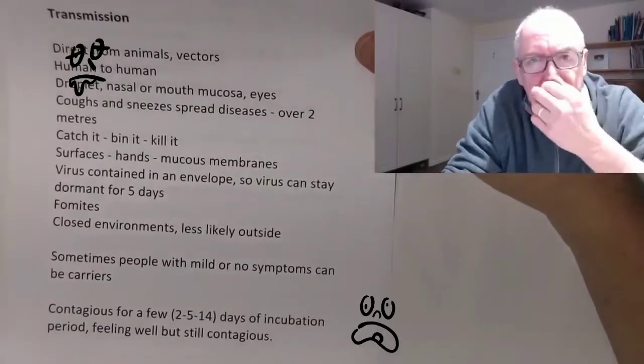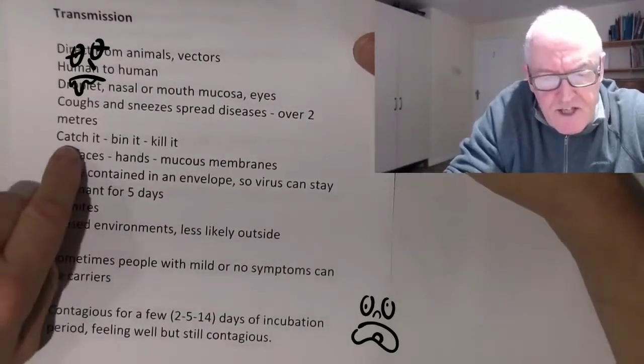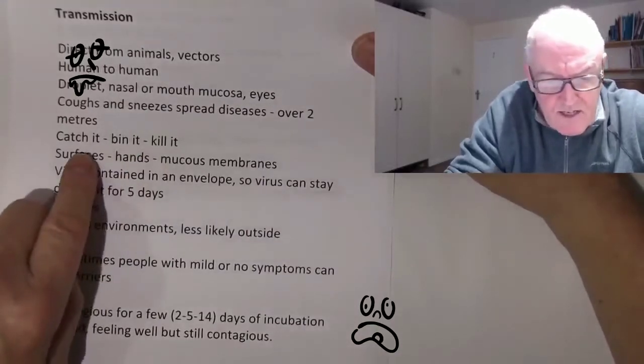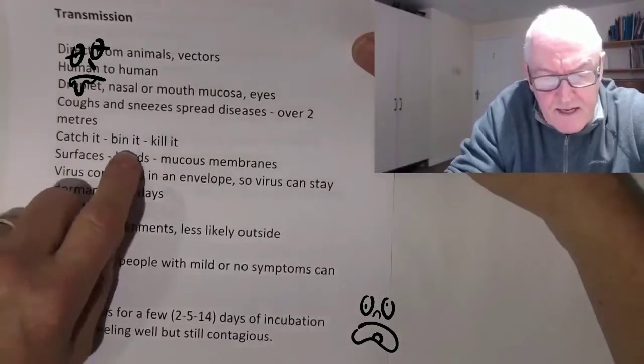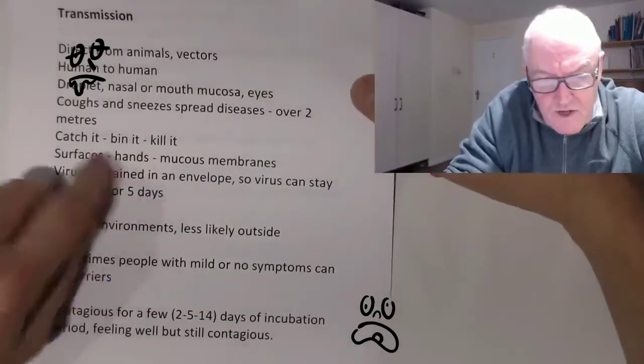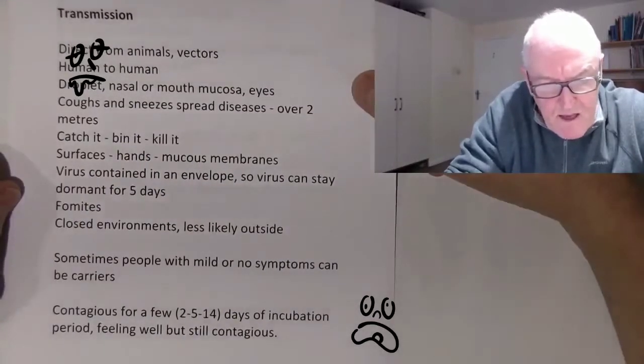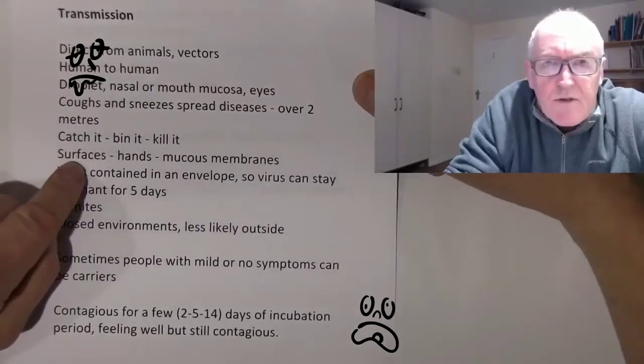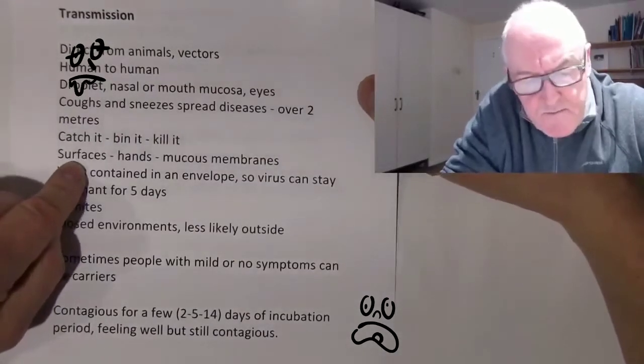We want to be blowing into the tissue. This is called catch it, bin it, kill it. So you catch the virus in the tissue, you put it in the bin, and then the virus will die slowly there.